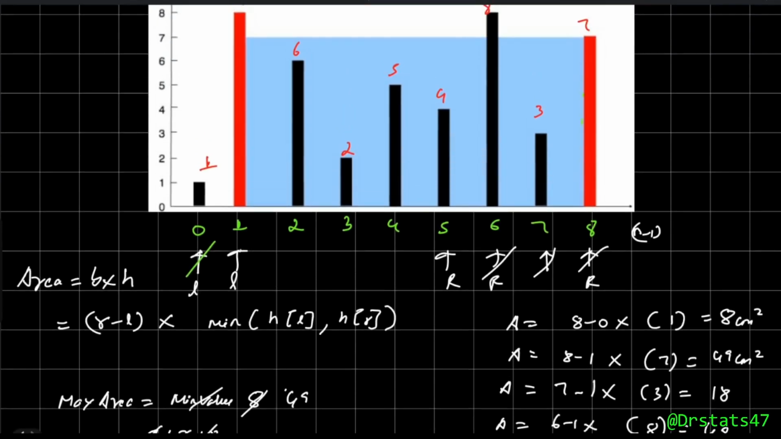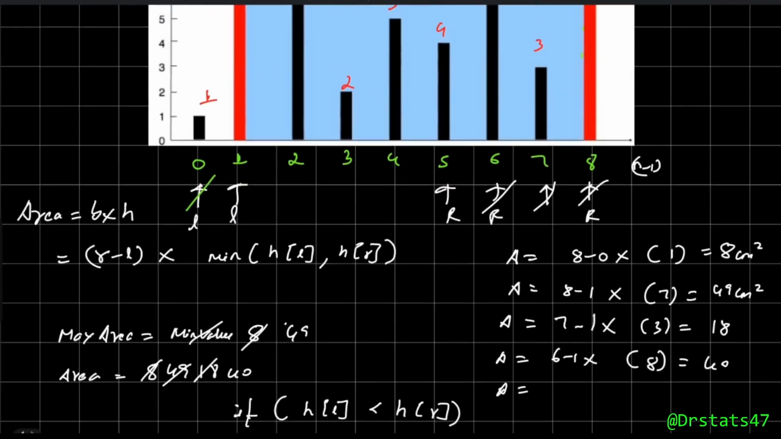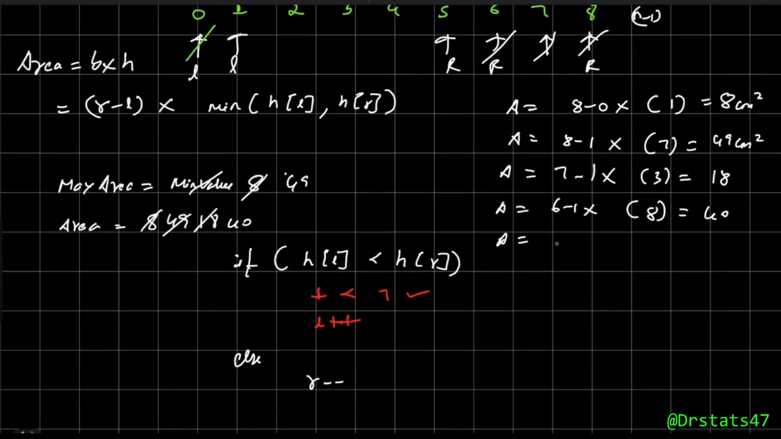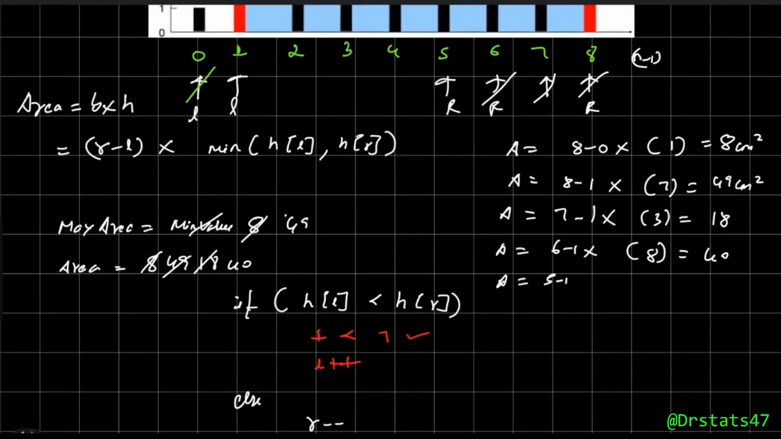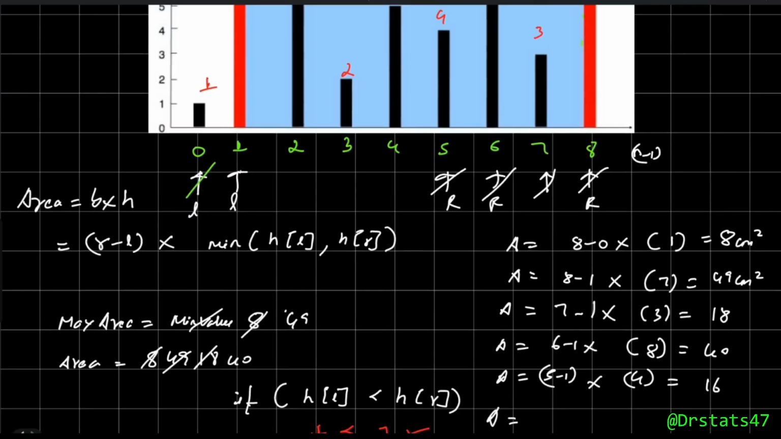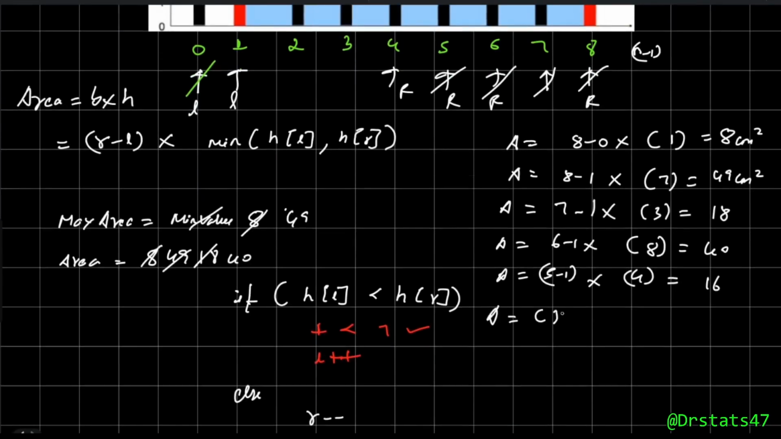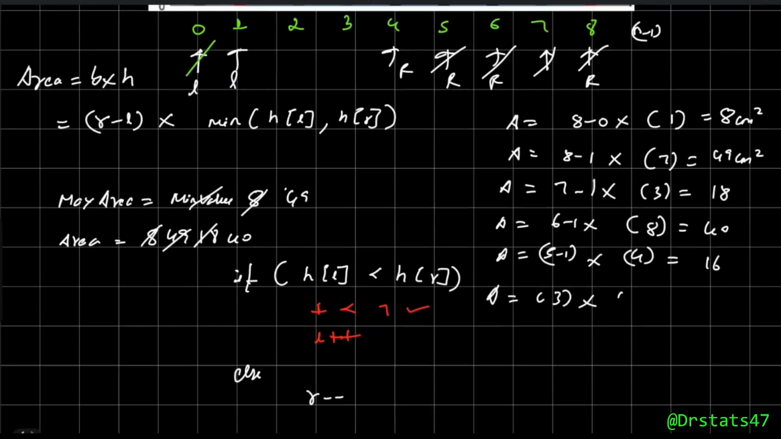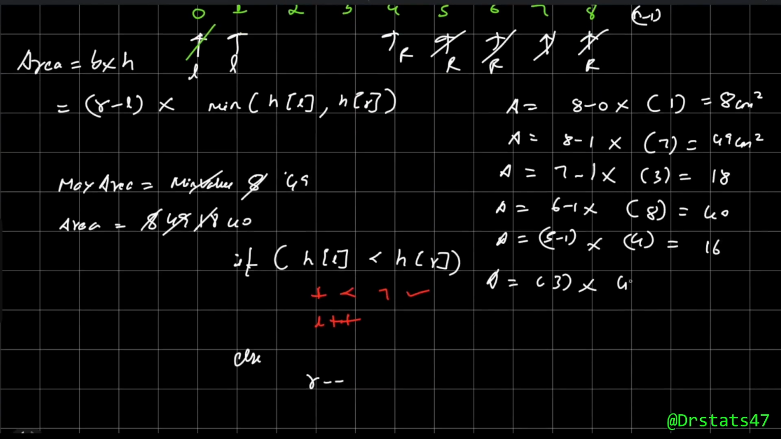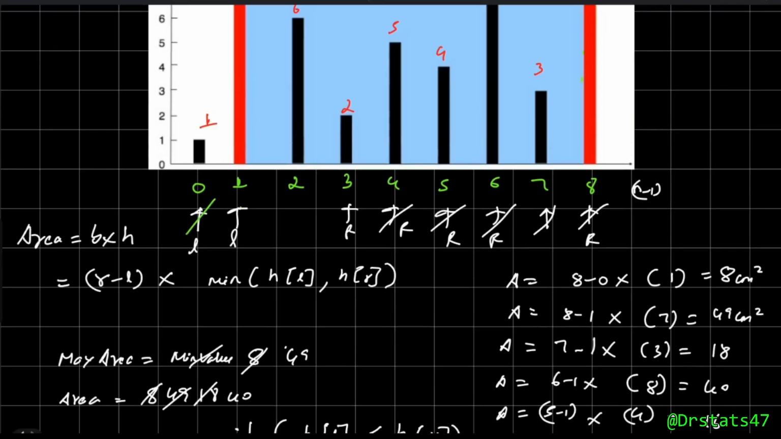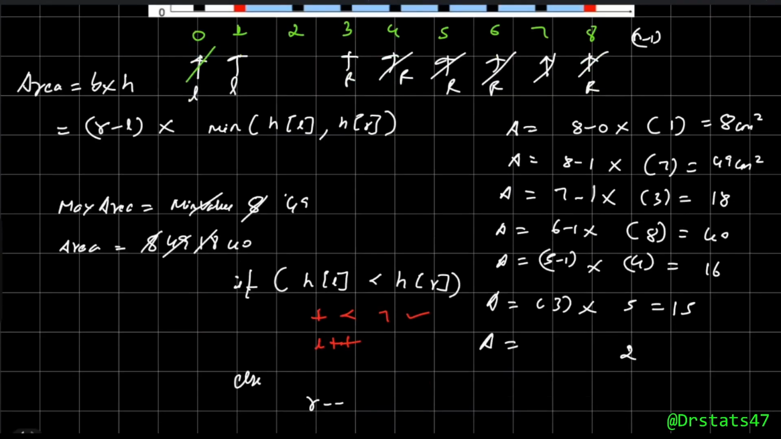Okay, now getting back to finding the areas, what we have is 8 and 4, right? 5 minus 1 is 4, 4 into 4 is 16. Then again we have to move our pointer. Then we have 4 minus 1 is 3, into the minimum, which is 5, so 3 into 5 is 15. Now move the pointer. Here is the 2, and here 3 minus 1 is 2. 2 into 2 is 4.